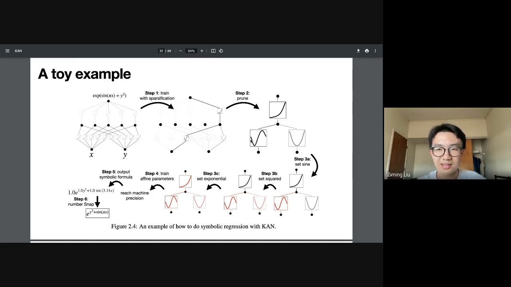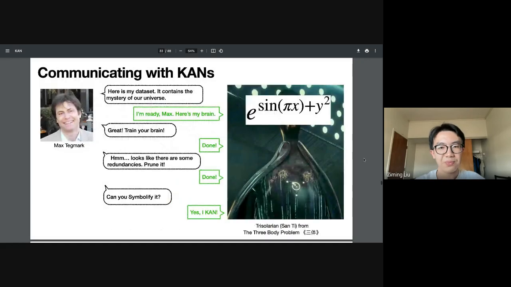And then we notice that in the bottom left, this looks like a wave. This might be a sine function, so we can set it to be a sine. This looks like a parabola, so we set it to be a parabola. This looks like an exponential, so we set it strictly to be exponential. And after that, it achieved machine precision, and then it can output the symbolic formula, which is quite nice.